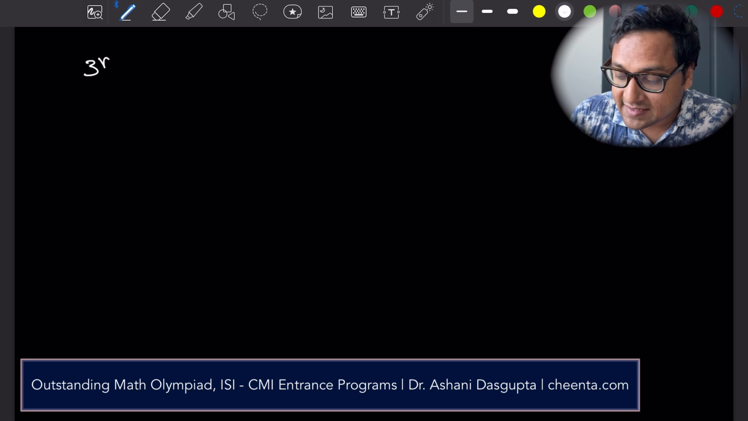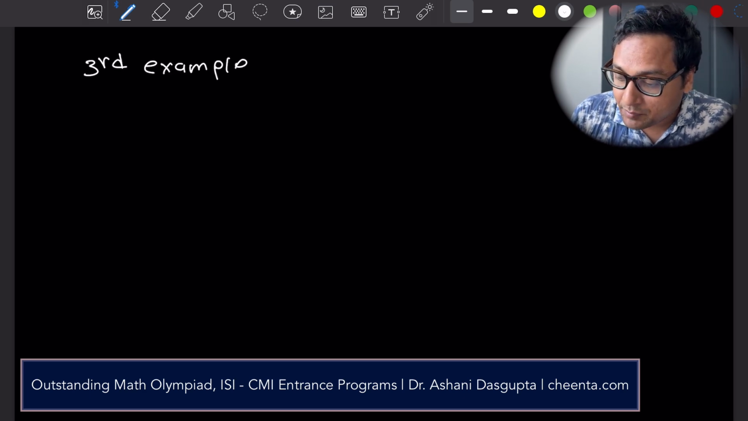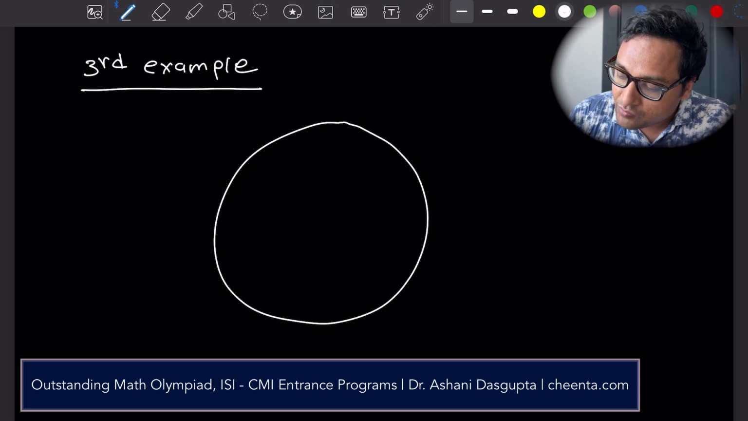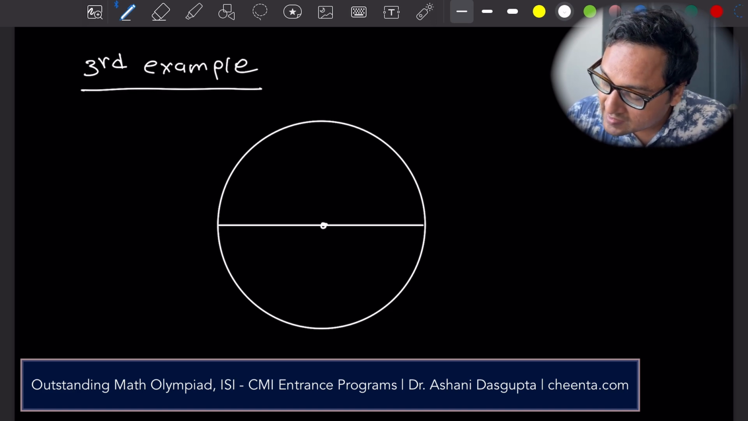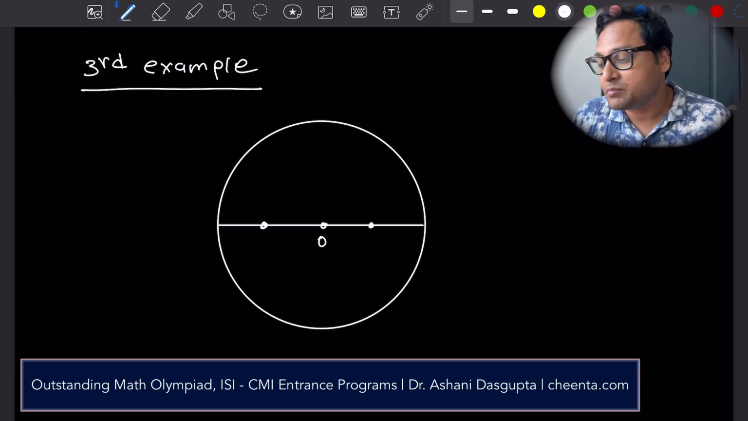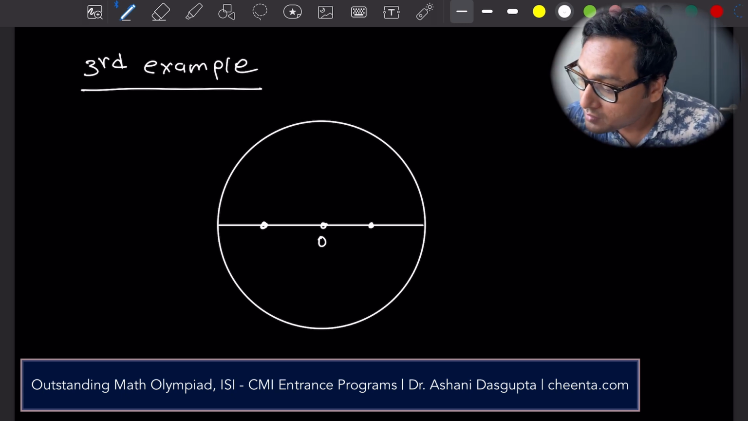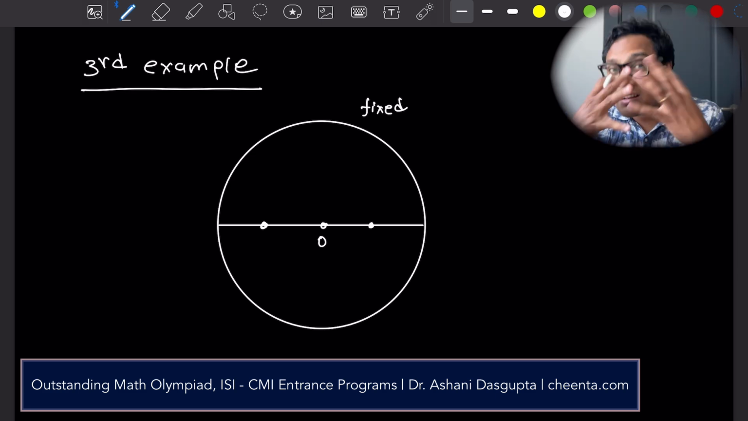This is the third example. Let's take a third example. Suppose we have a circle which is of diameter 4. So this is center O. The diameter is 4 centimeter long. And there is another circle. So this is a fixed circle. Now the circle is fixed.